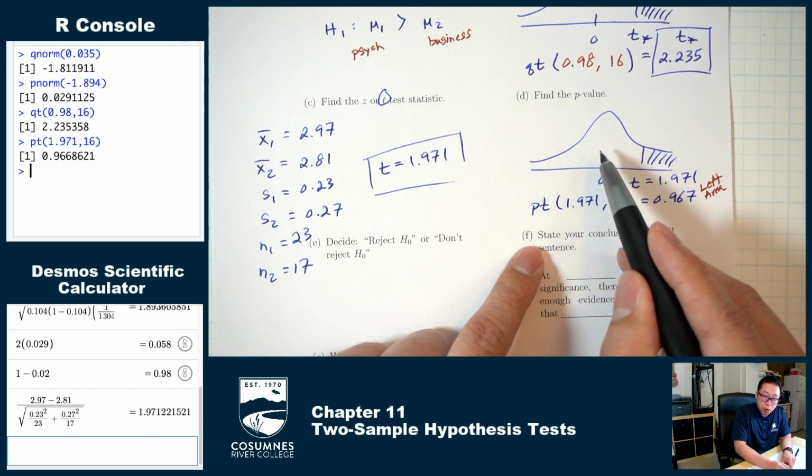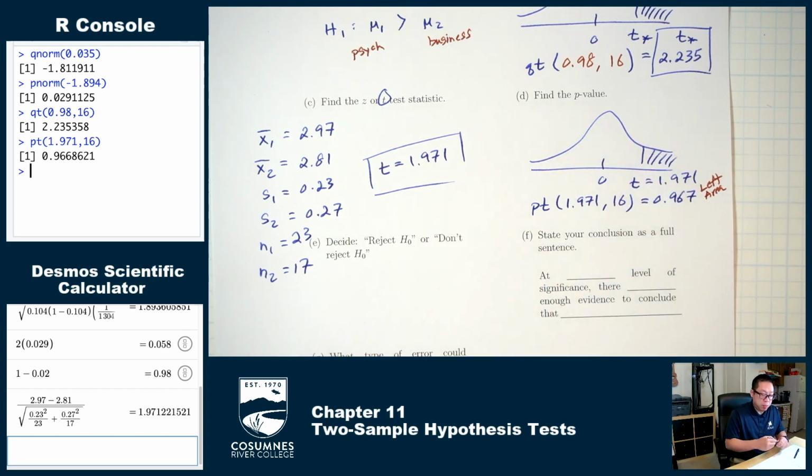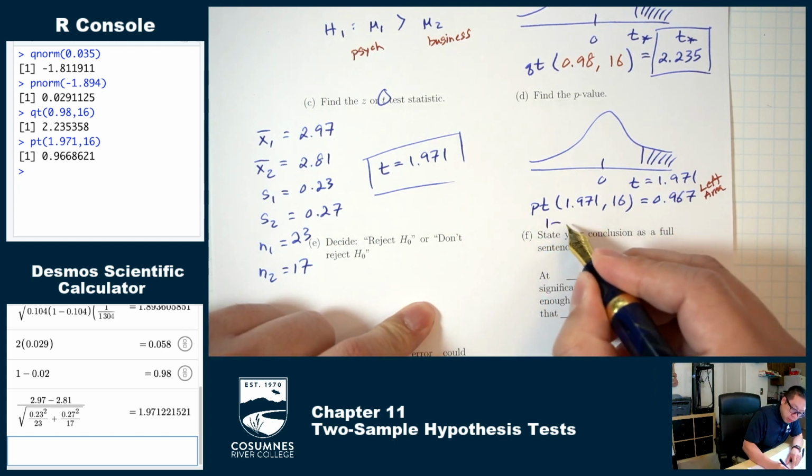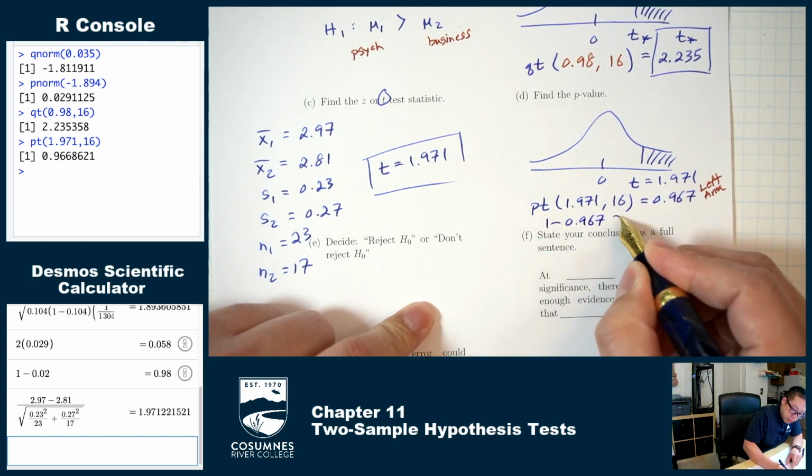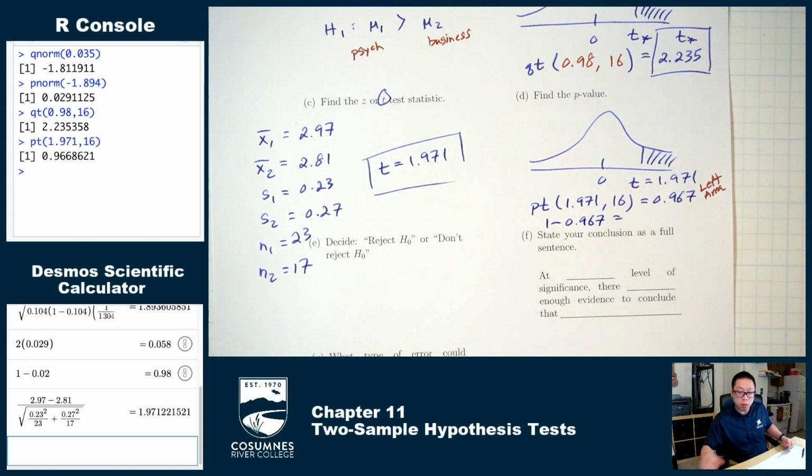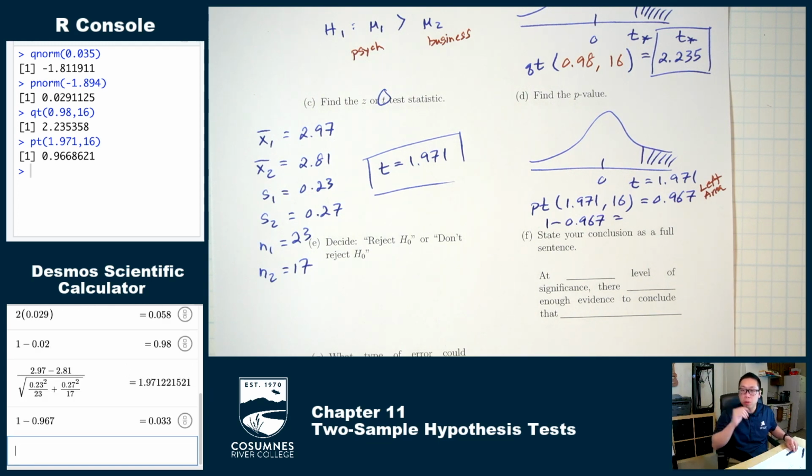That's this unshaded part. To get the other side, you need to do a 1 minus. So we're going to do a 1 minus. 1 minus 0.967 is 0.033.